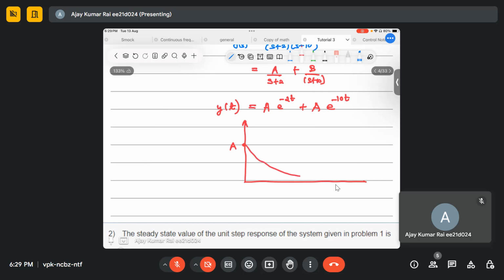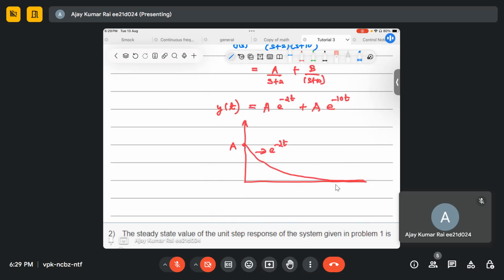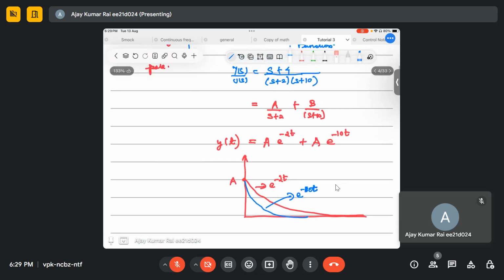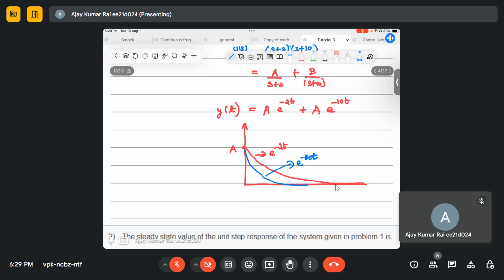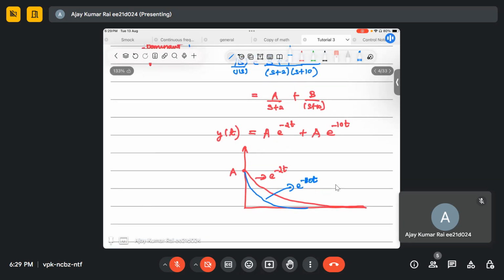So this is for e to the minus 2t. This will be the response of e to the minus 2t, and this will be the response of e to the minus 10t. With the 10t coefficient, e raised to minus 10t decays faster.